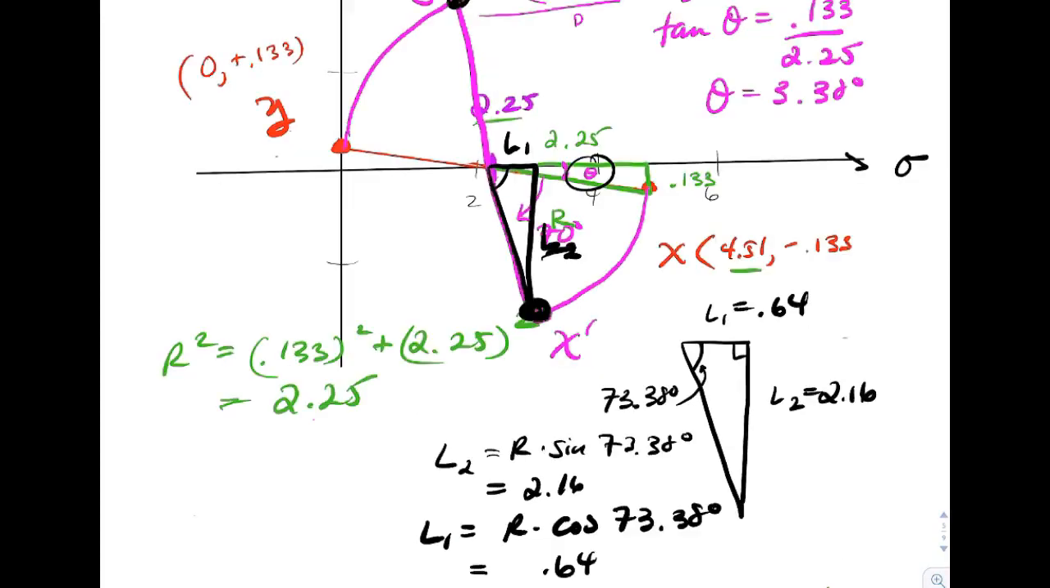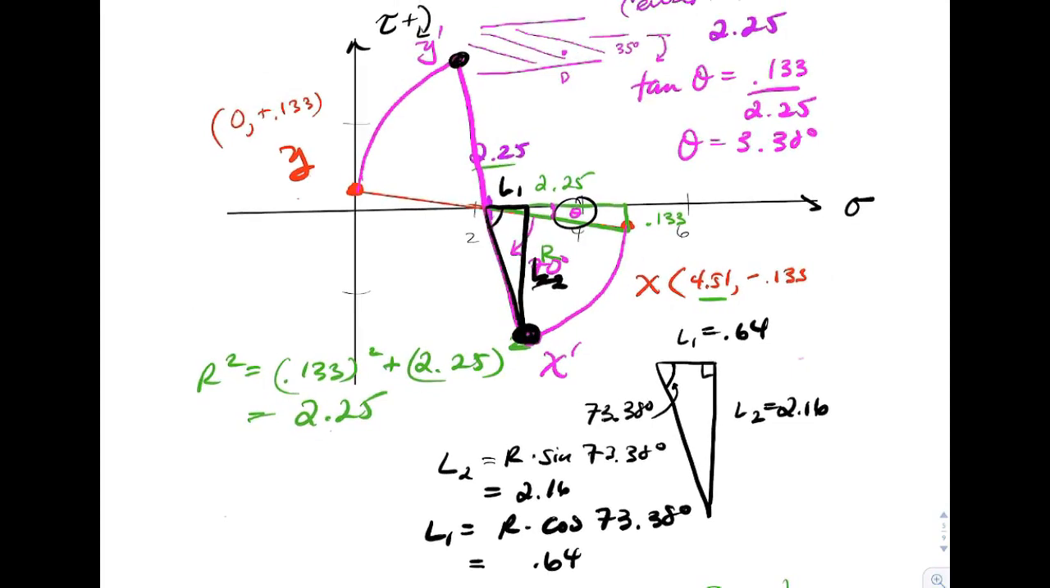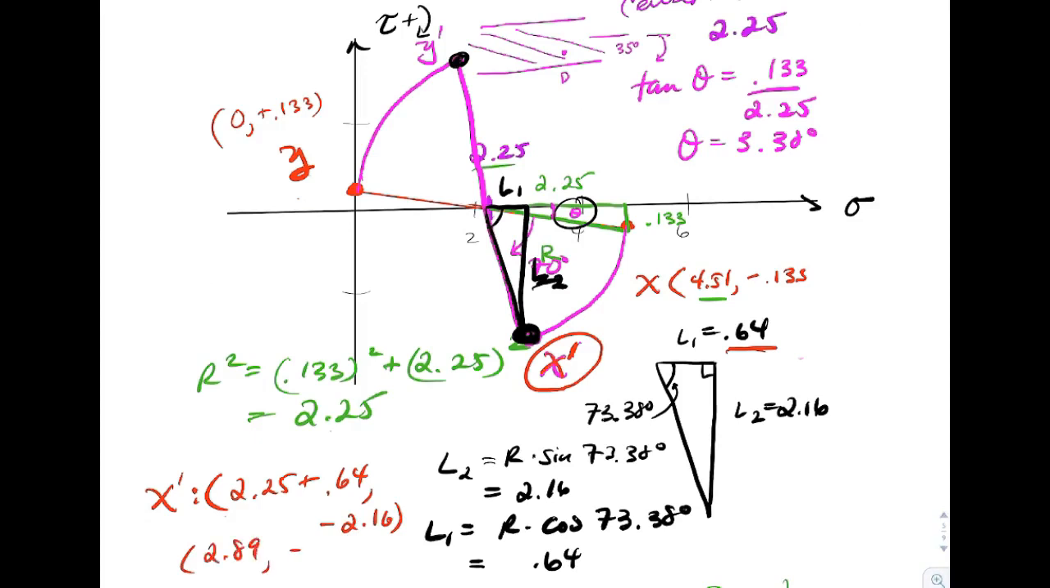So the coordinates of our 2 points are right within reach here. So the x location, right, x prime, its new location would be sitting at the center of the circle, which is 2.25. To that, I'm going to add L1, 0.64, and it's sitting down at minus 2.16. So the coordinates of that point are going to be 2.89 and minus 2.16.